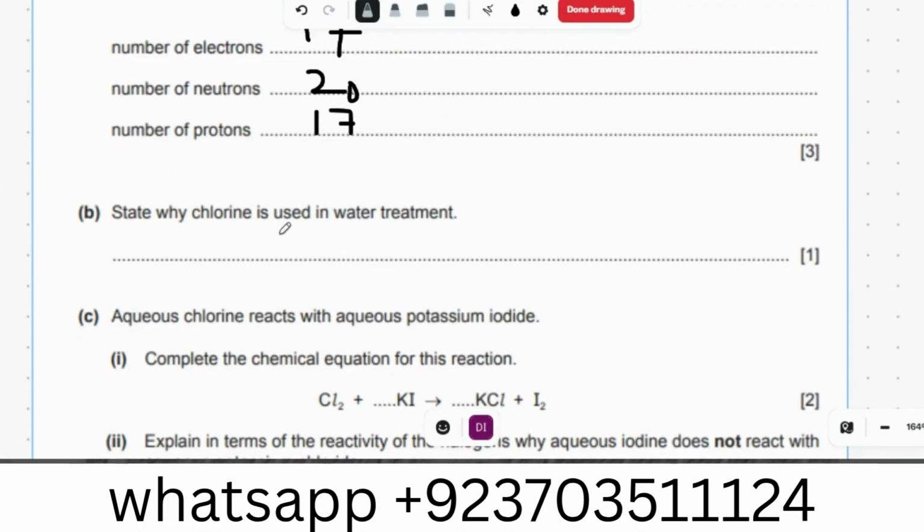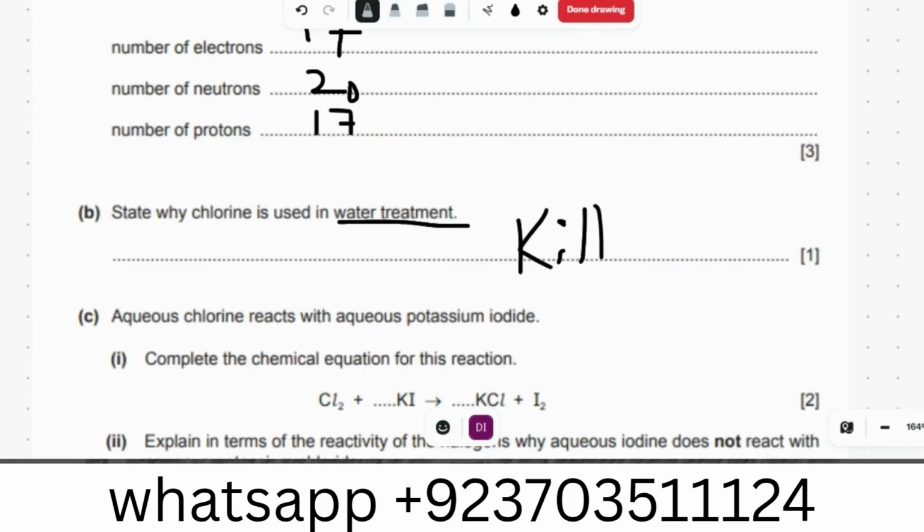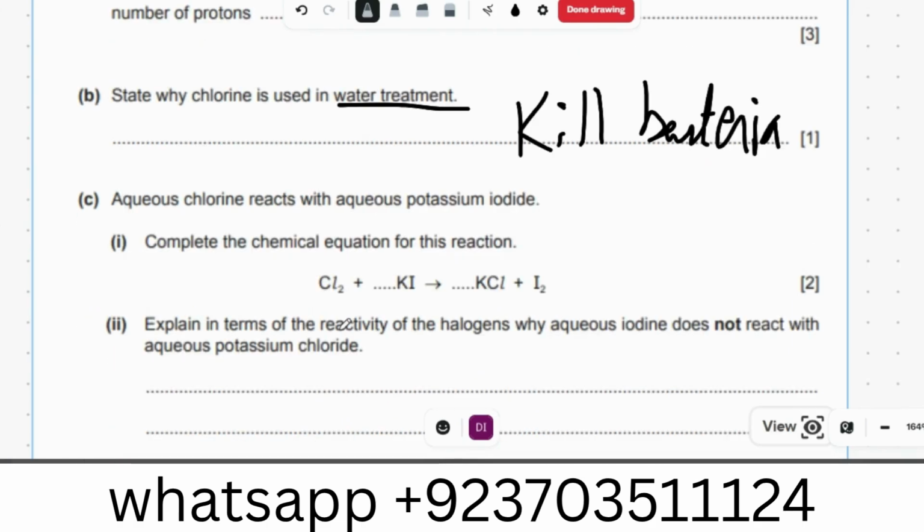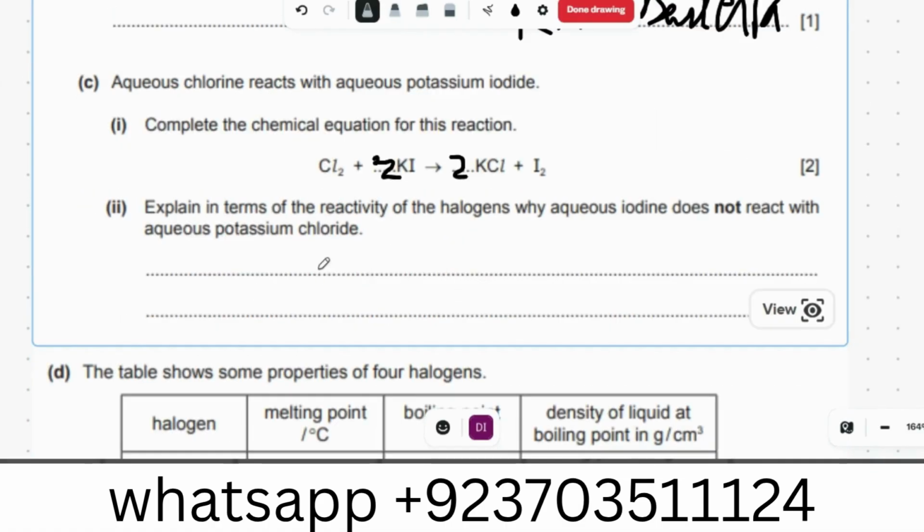State why chlorine is used for water treatment. We have already done this. They kill bacteria. Okay. Aqueous chlorine reacts with aqueous iodide. Okay. Again, that is two, because there are two chlorine, and that is also two. Now we have to balance that. So that's a balanced equation.